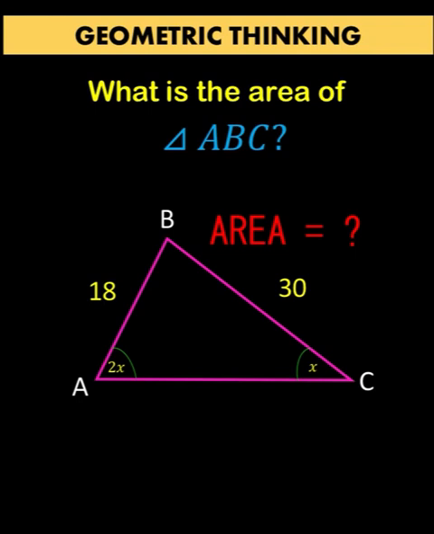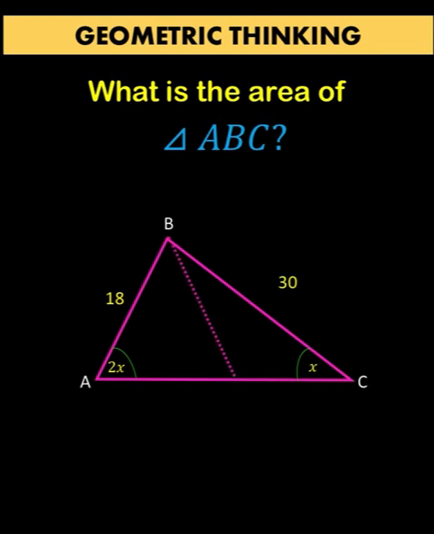Now let's solve this problem together. Let's begin by constructing this line segment, and let's call this segment BD in such a way that we form here an isosceles triangle. That means this side has the same length as side AB. This angle here also must be the same as this angle, so this must be 2x also.